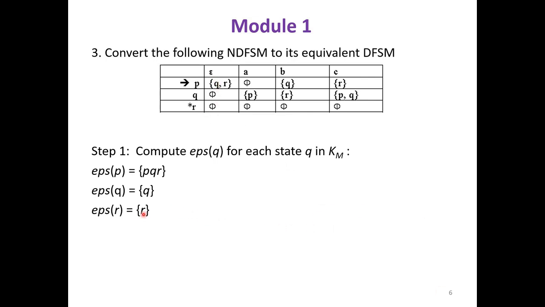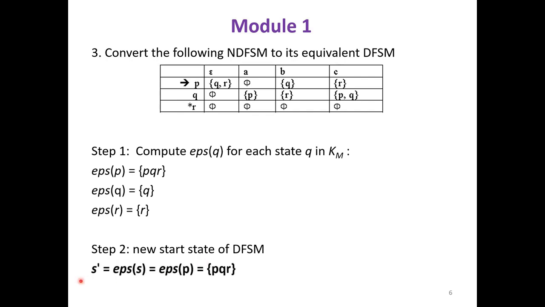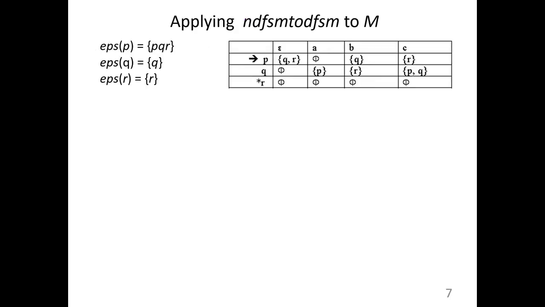So once we have obtained the EPS for all the states, in step 2, the new start state of the DFSM, S dash, will be EPS of the start state. And here the start state is P. So EPS of P is equal to PQR. So the new start state of the DFSM will be PQR. And at present, the active state is PQR.